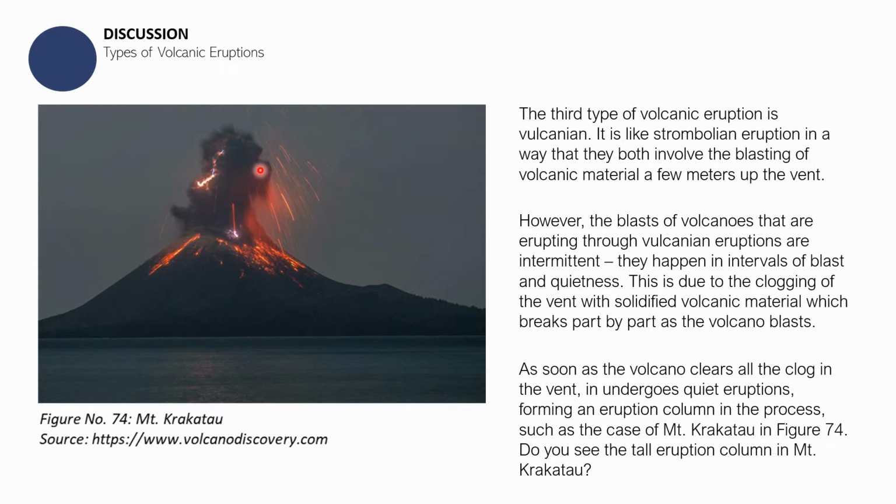Okay, so for Hawaiian, quietly flowing. For Strombolian, there is flow, but it also has blasting a few meters up in the air. For Volcanian, the blasting is intermittent, and then a tall column is formed. It's a really tall column. And remember, once the blasting is finished, the clog in the vent is also gone, and then there will just be a quiet eruption.